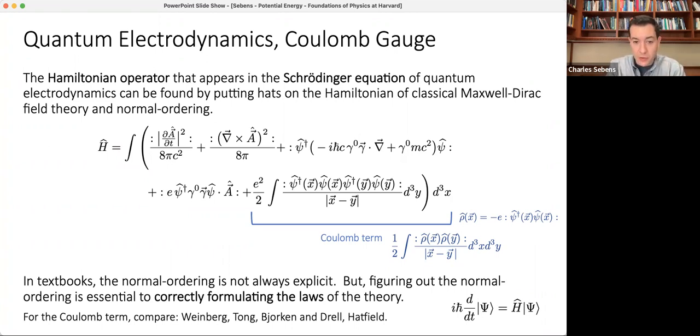In particular, we should normal order the Coulomb term. In some textbooks, the normal ordering doesn't seem to be mentioned explicitly. In other textbooks, I think they get the normal ordering wrong. They don't normal order the whole thing. But if you do normal order the whole thing, you're able to have Coulomb interactions between distinct electrons, but not have Coulomb interaction of an electron with itself.